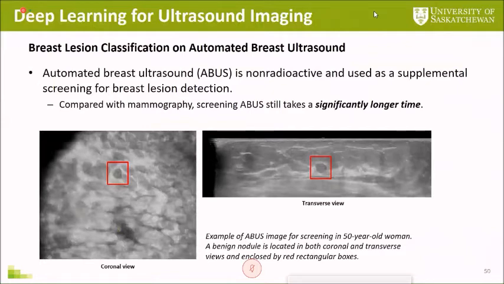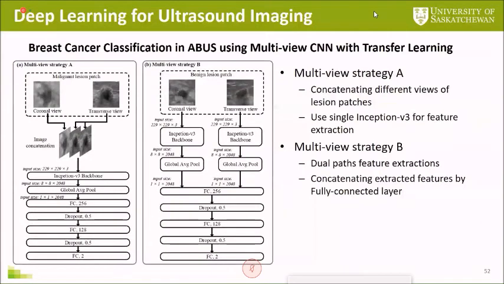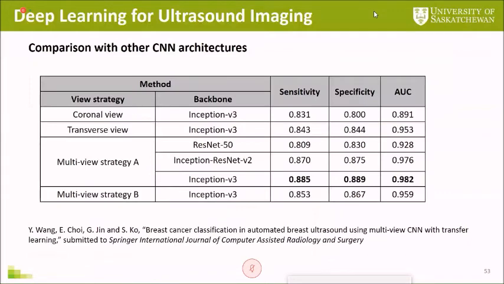So we developed the Inception version 3 based model like this, and also we modify the structure using multi-view strategy A and B, again based on the Inception version 3. So this one shows the result, the sensitivity, specificity, and as you can see, our AUC is the best. Okay, this one is about bone.